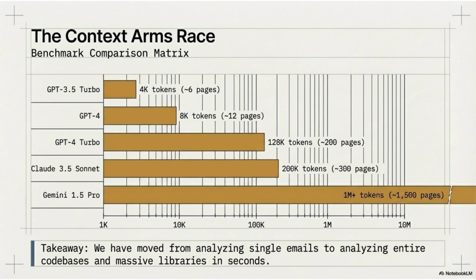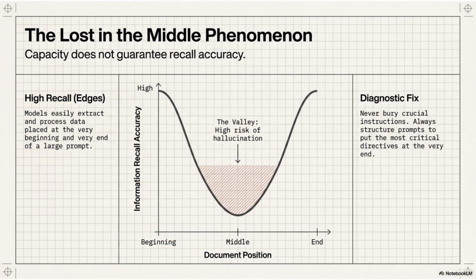The takeaway at the bottom says it all. We have moved from analyzing single emails to analyzing entire code bases and massive libraries in seconds. This is a transformational shift in what AI can process in a single conversation. However, bigger isn't always better.